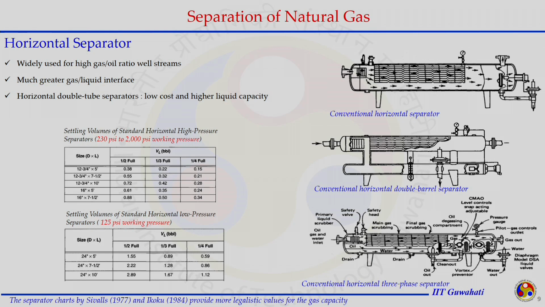Similar sets of data are available for horizontal separators also. Horizontal separators have the feature that they are widely used for high gas oil ratio well streams. So, when we have a high gas oil ratio, we should go with the horizontal separator, and it has this kind of feature where the fluid enters at one end, and immediately when it enters it hits some baffles.